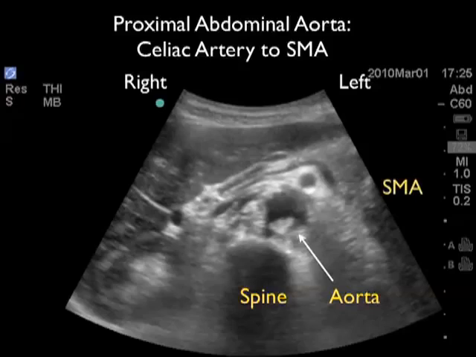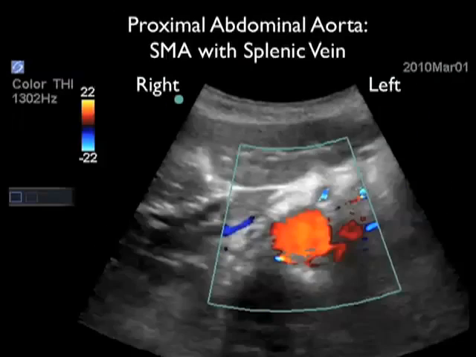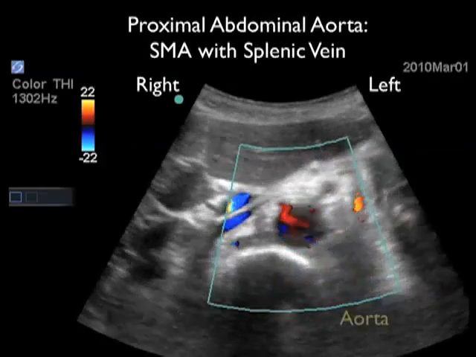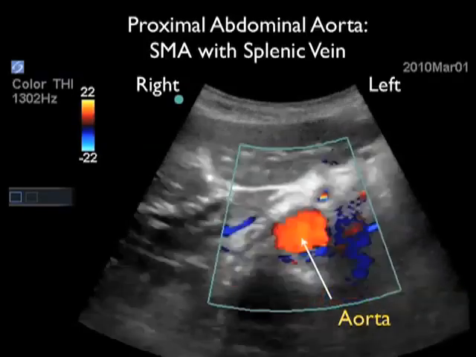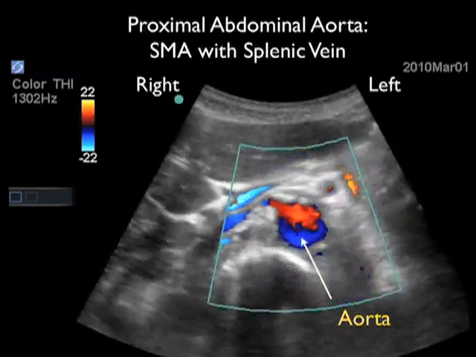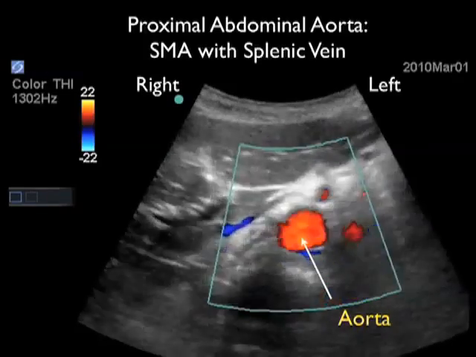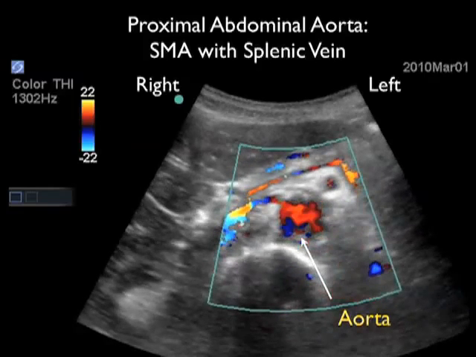So let's freeze down that image and again identify the superior mesenteric artery with its bright, or hyperechoic, rim and the splenic vein passing anterior to the SMA. Here we'll apply color flow Doppler to further examine the superior mesenteric artery coming off the aorta. We identify the aorta on top of the spine, and we can see the superior mesenteric artery coming off anterior from the aorta. Notice we can also catch the splenic vein wrapped on top of the superior mesenteric artery.